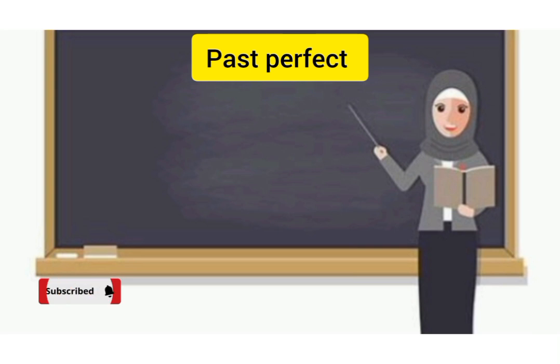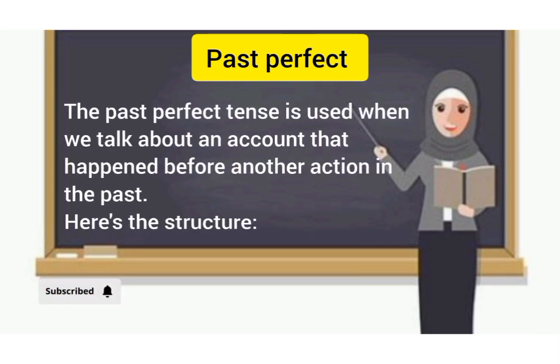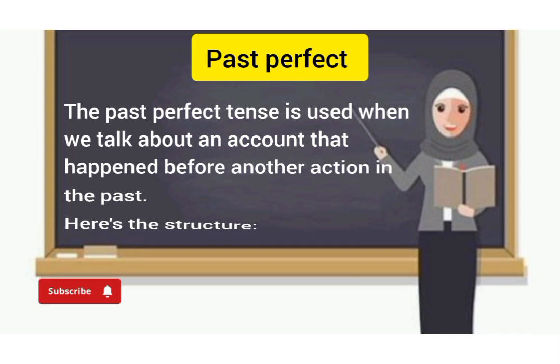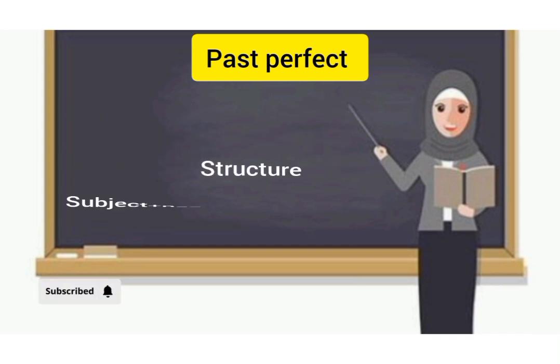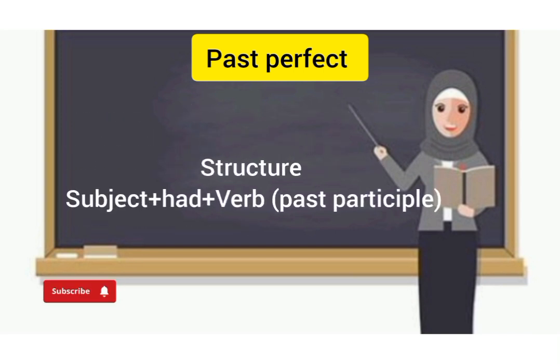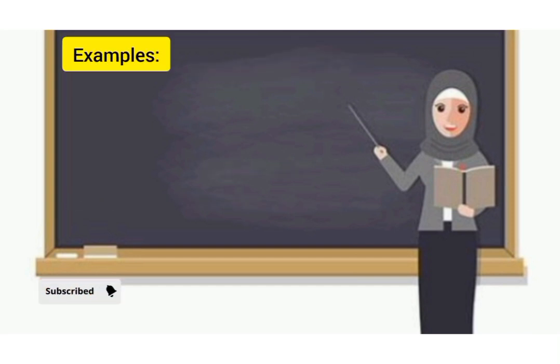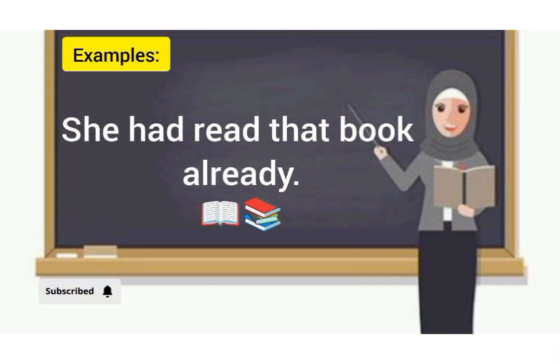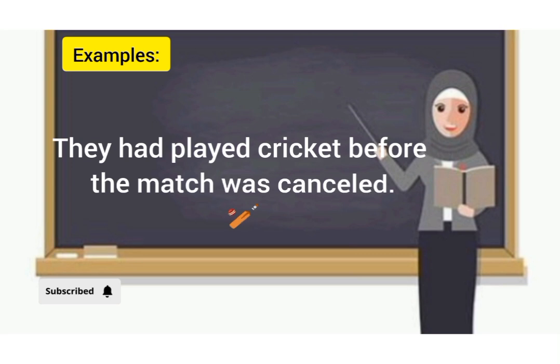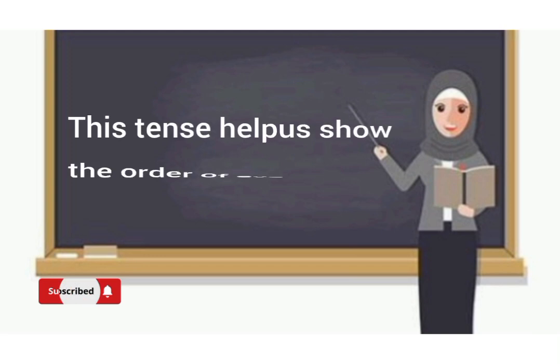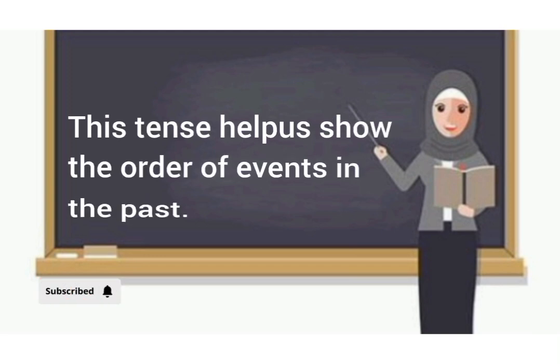Past perfect. The past perfect tense is used when we talk about an action that happened before another action in the past. Here's the structure. Structure: subject plus had plus verb, past participle. Examples: She had read that book already. They had played cricket before the match was cancelled. This tense helps us show the order of events in the past.